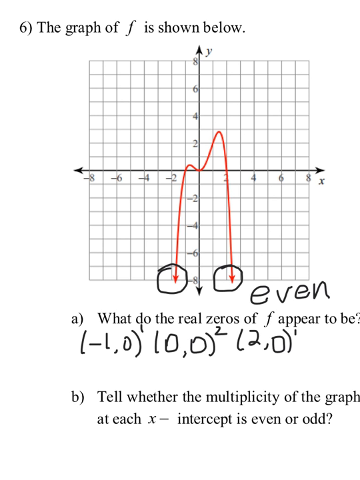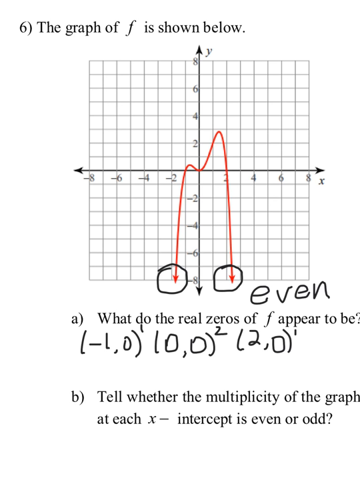So this multiplicity here is a 1, this one's a 2, and this one's a 1. So the degree of our polynomial for this graph is to the 4th degree. 1, 2, 3, 4, which means that we have an even graph with the end behavior being that they're going the same direction.